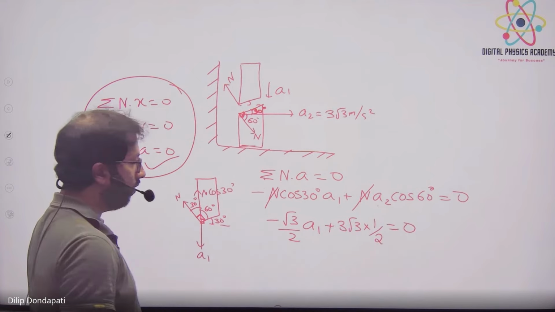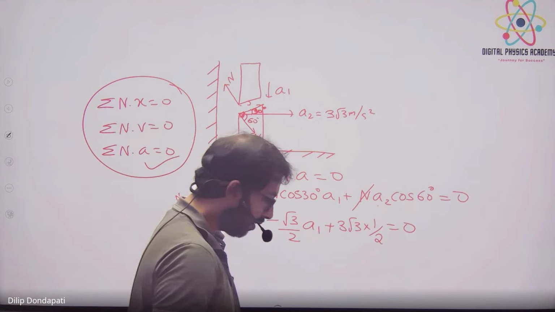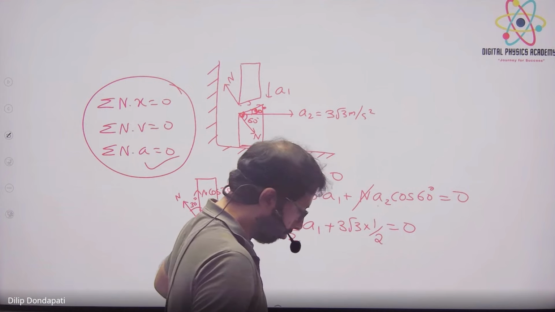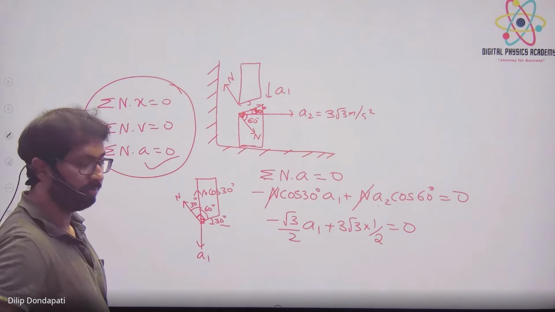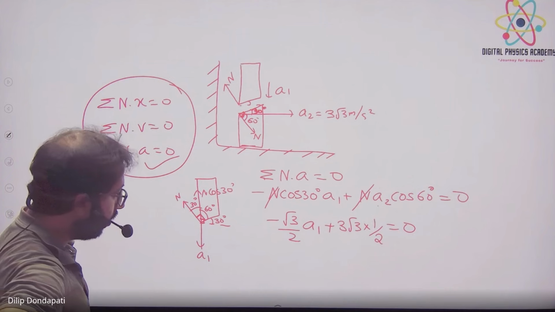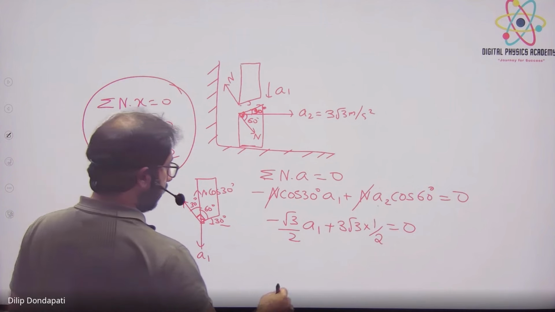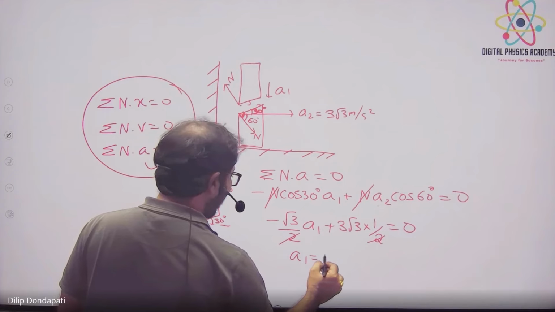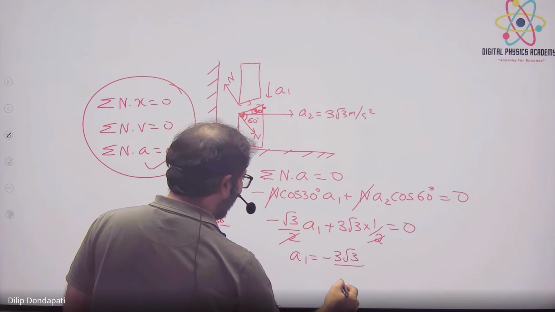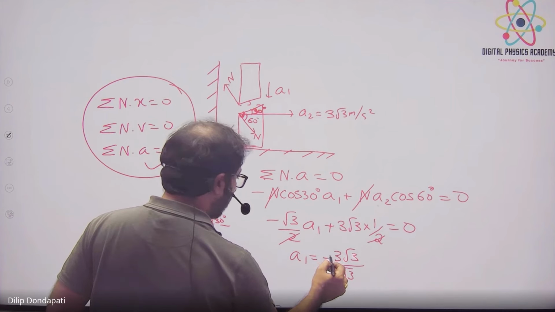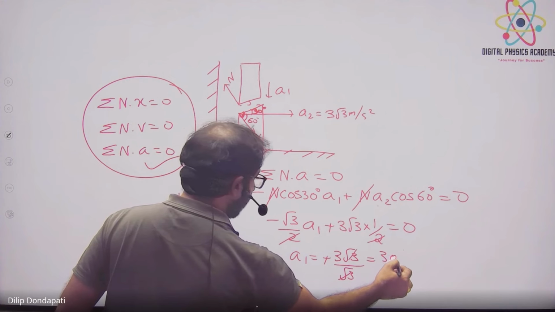Now find acceleration A1 कितना है, कैलकुलेट करो. A1 is root 3 only. No, wait, 2 to cancel. A1 is we'll get 3 by root 3. So it is minus minus cancel हो जाएगा. So but I got plus, yeah. 3 meters per second square.